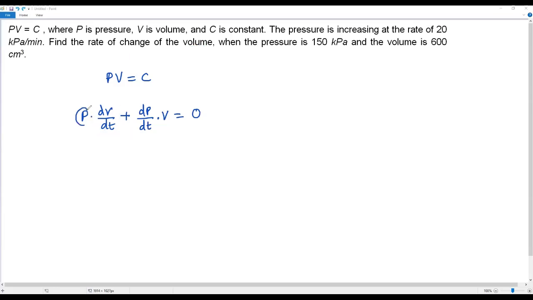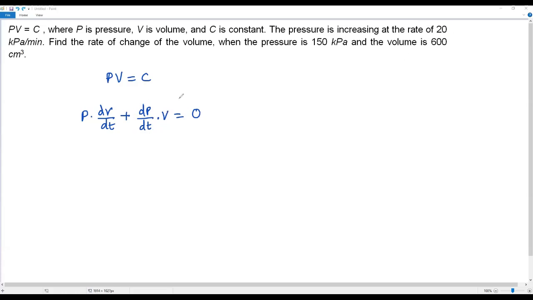So for that, I have to plug in the values for the remaining three quantities. They are asking us to find the rate of change of volume when the pressure is 150 kilopascal. So I can plug in this 150 for this P. And also, they are asking us to find the rate of change of volume when the volume is 600 cubic centimeter. So this 600 we can plug in for this V over here. And for dP over dt, we already know that it's 20, because dP over dt expresses the rate of change of pressure with respect to time. It's given over here, it's 20.